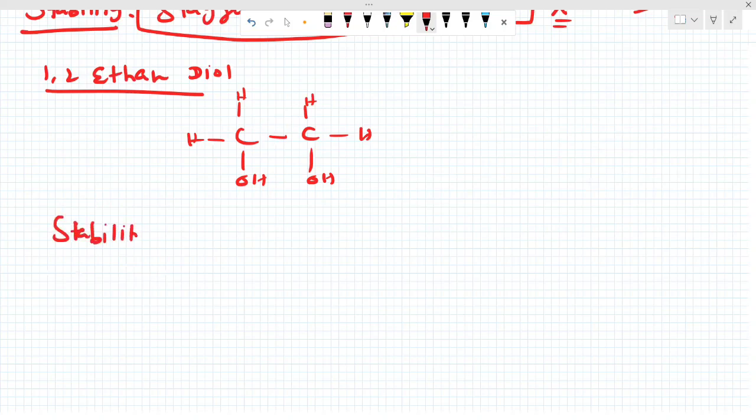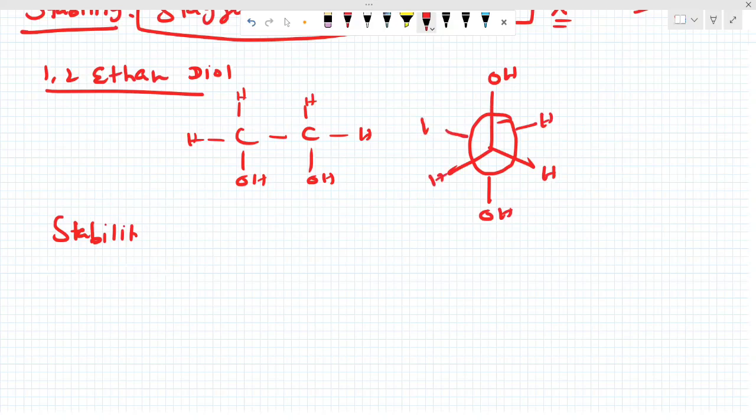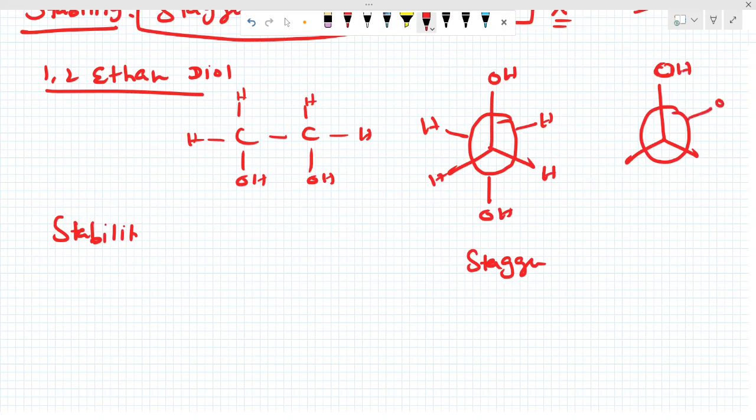I will draw 2 structures, the extreme structures. Listen. One is the staggered form. Here OH, here also OH, here H, here H, and here H. This is the staggered form. Now I will draw the skew form, that is called the gauche form. Here OH, here also OH, here H, here H, here H. This is the gauche form.